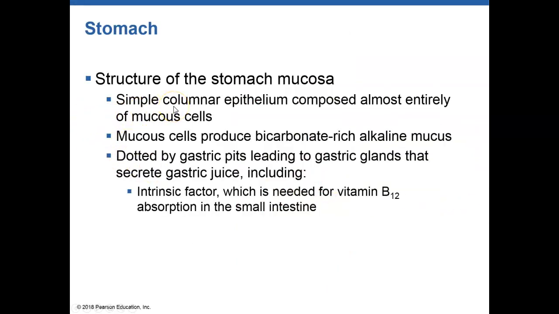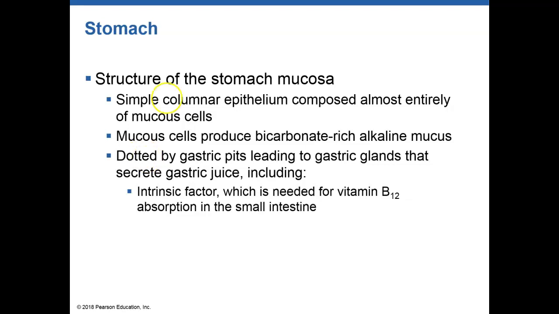So the stomach contains simple columnar epithelium. These simple columnar epithelium are found in pits called gastric pits. This is located within the mucus of the stomach. The mucus of the stomach is what keeps the epithelium protected from the acidic environment.